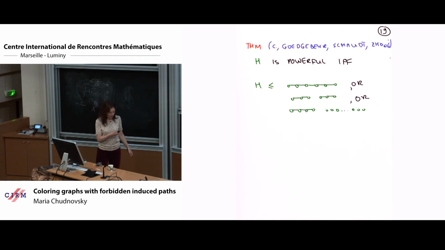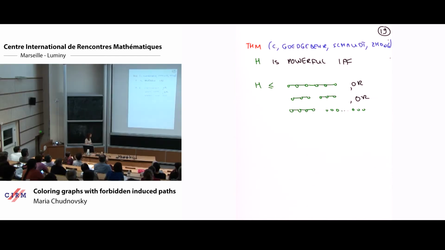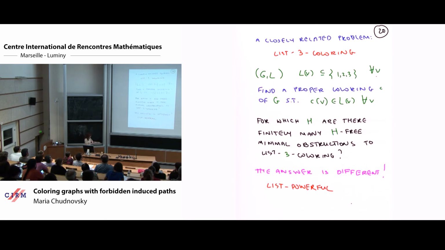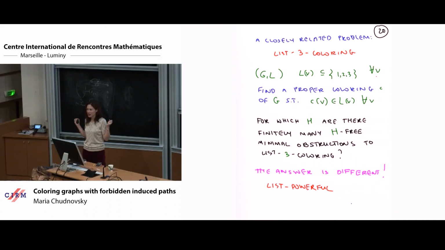And I'll say something about the proof, but not nearly at this level of detail. So there's a closely related question, which, I don't know, it seems a little bit unnatural to me, but somehow Jan and Oliver think it's an important question, so we're going to make our paper twice as long and prove it. So what about the same question for list coloring? Is it true that there are only finitely many, or for which H's are there finitely many list-coloring obstructions?